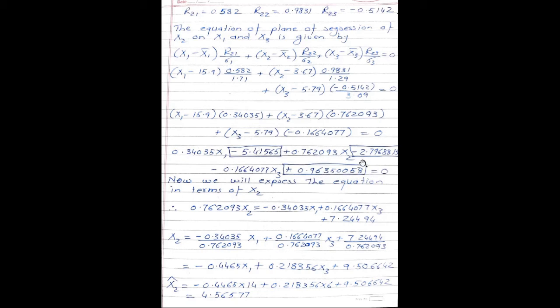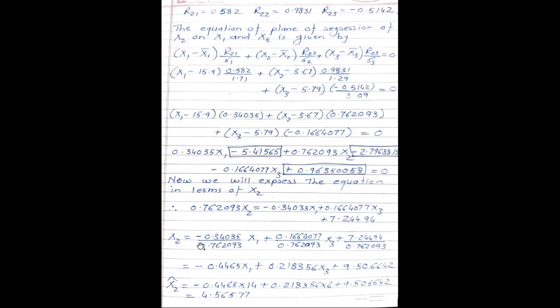Now take all constant terms together and rewrite the equation as 0.762093 x2 is equal to minus 0.34035 x1 plus 0.1664077 x3 plus 7.24494. Now we want the equation in terms of x2.